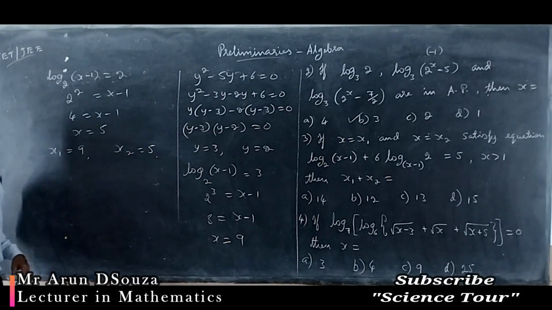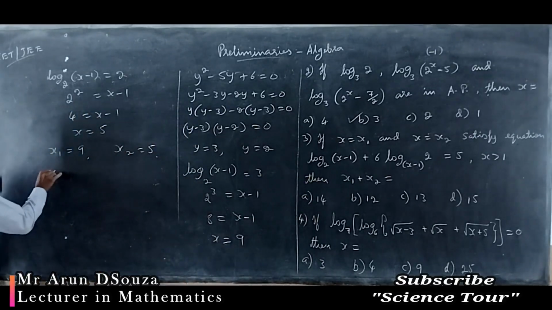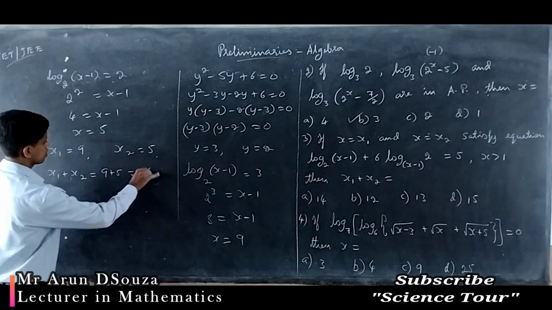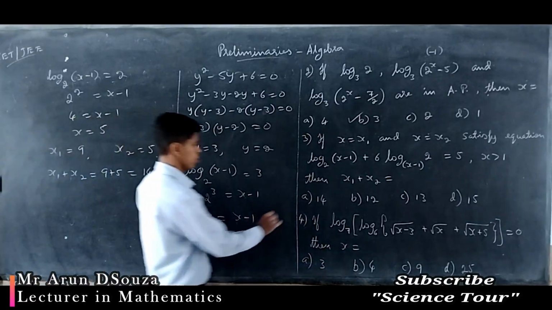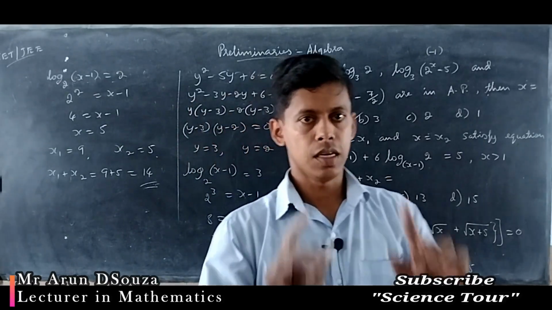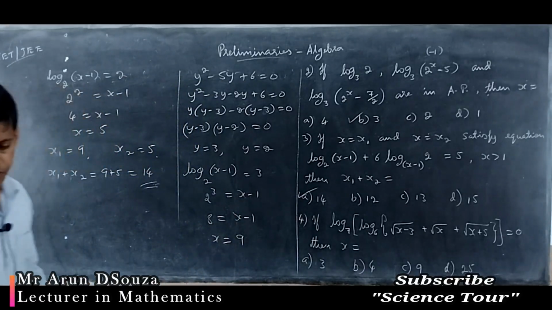We got two roots. What do you need? The sum of the roots. So add them. x1 plus x2, 9 plus 5, which is 14. Therefore, first option 14 is the answer. Let's move on to the next question. Question number 4.